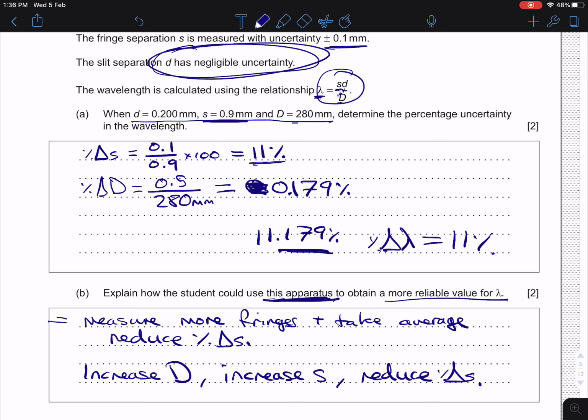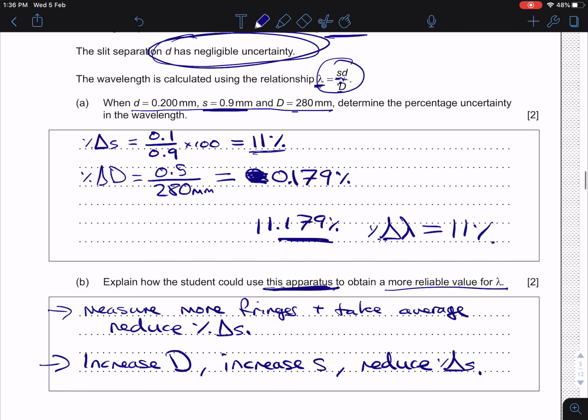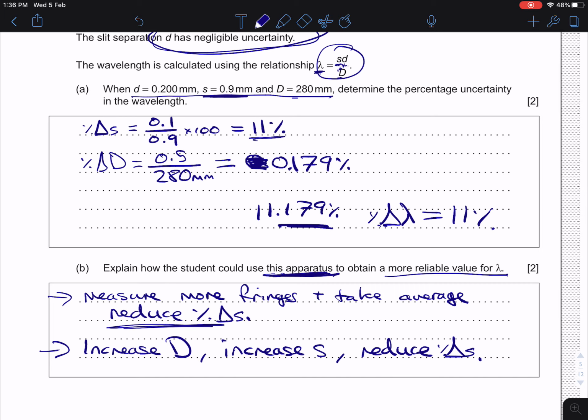So there's two different ways to do that. Either one of those would have got you those 2 marks, provided that you said that the ultimate goal is to reduce the percentage uncertainty in s.